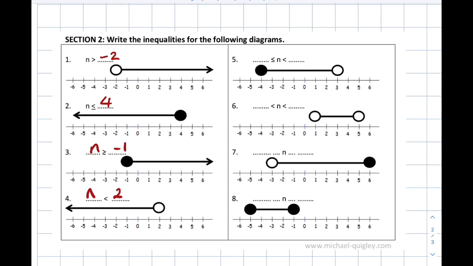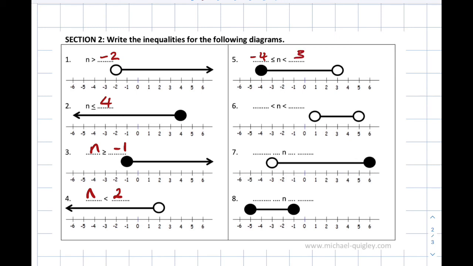For the next one, we're looking at all the values that are in between, and also including this -4. Look at all the values between 3 and -4, but including the -4. Okay. There's the -4 and there's the 3. Look at all the values between those two numbers.